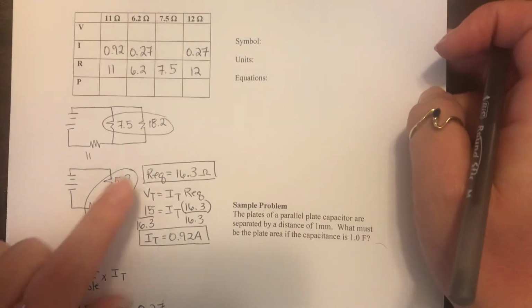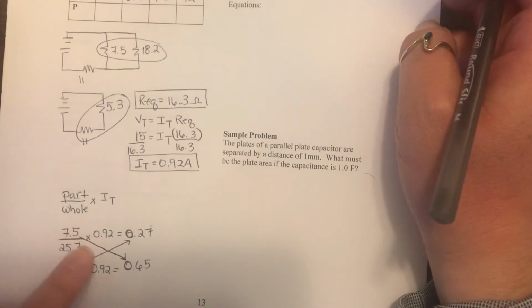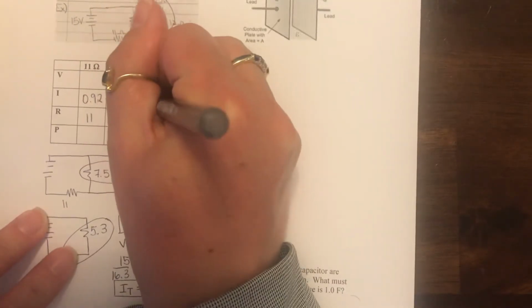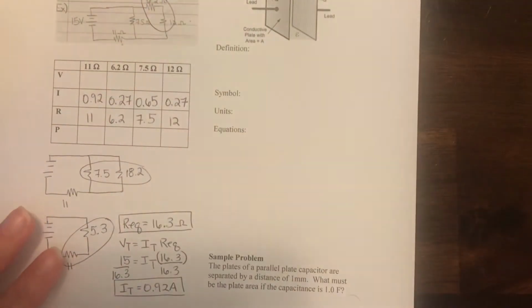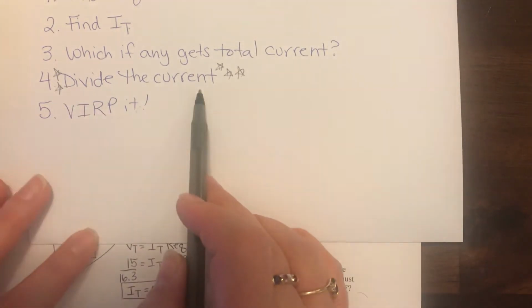Okay, and the 7.5, what is its current? Well, it's going to have a current of 0.65. Okay, so we've now officially divided the current.